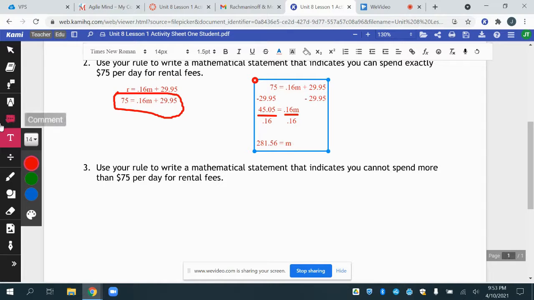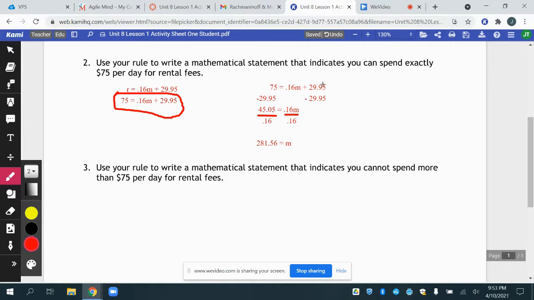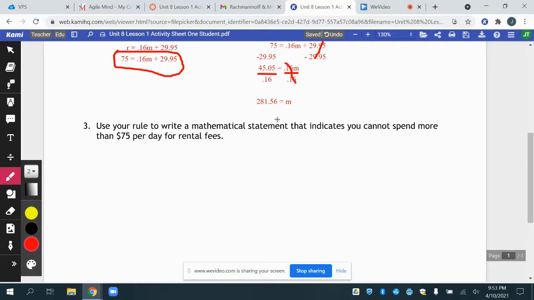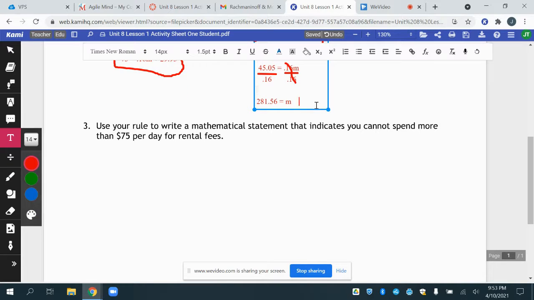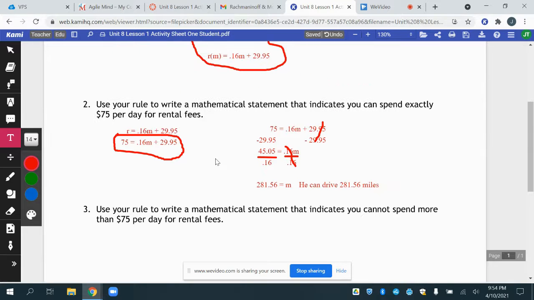So what's happened up here is this is what we usually do. We cross this out, we cross these out. And you subtract to get rid of one side, and you divide to get rid of the other. But it's really just math that we usually do. So what are we saying? We can drive 281.56 miles. Why not? Right? Okay. The good news is the next step is just like this.